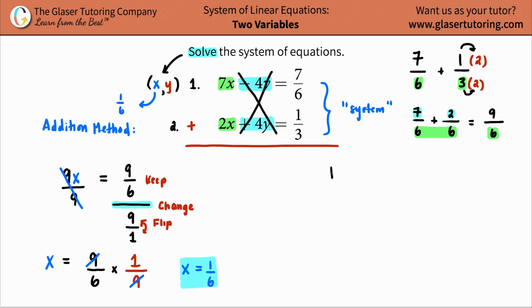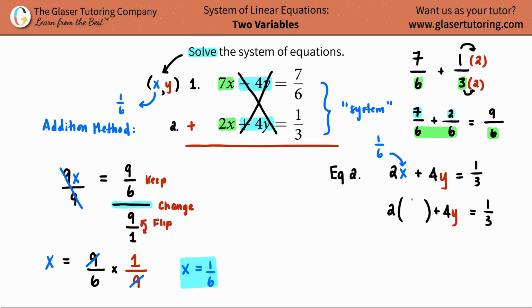And now I'm going to use equation number 2. Equation number 2 was 2x plus 4y, and then that's going to equal a third. We know what the x value is, so just plug it in. The x value now I'm going to plug in is 1/6. So now, let's go for it. I got 2 times, and maybe I'll just streamline this. We got the y over here, 4 times y, and now I'm going to plug in the 1/6 over here.